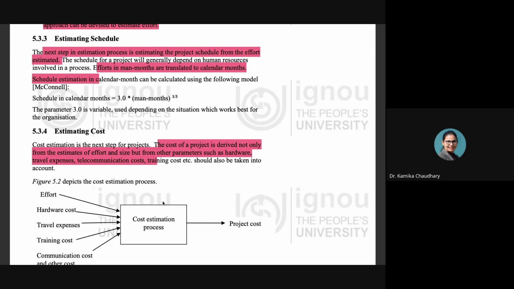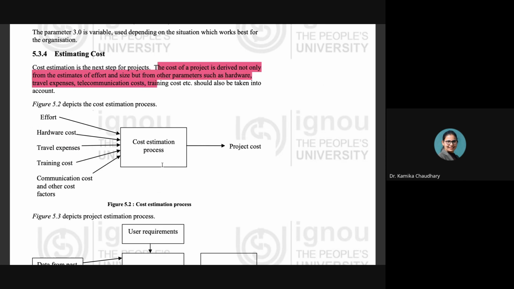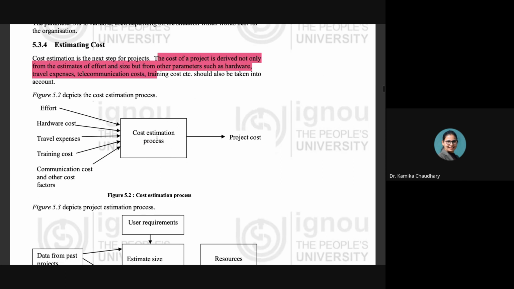Now, in the case of estimating the cost, which is going to be our fourth factor, what is being done? The cost estimation process is this. Just see this diagram. What is coming into it? The efforts are coming. The hardware cost is coming. The travel expenses are coming. The training cost is coming, and the communication cost and other cost factors.